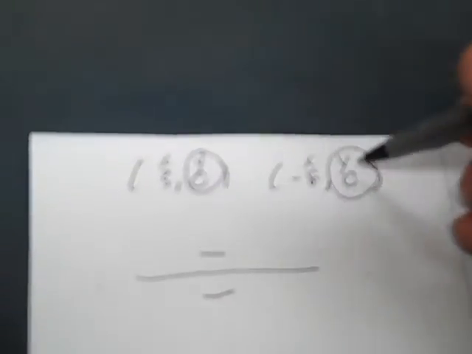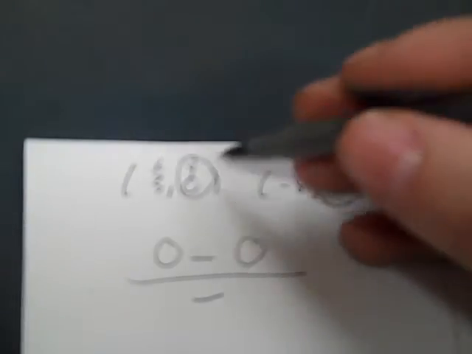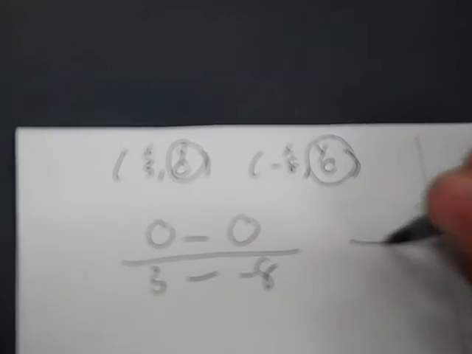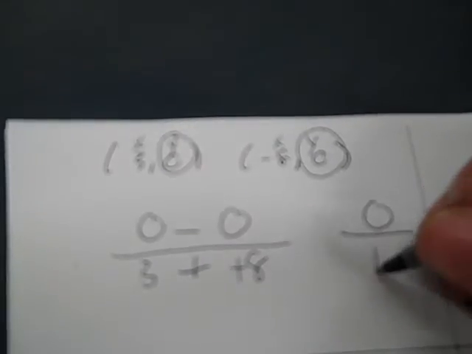Okay, 3, 0, and negative 8, 0. So remember, the y's have to be on top together. So the y from one point has to go with the y from another point. And the x from one point has to go with the x from the other point. So 0 minus 0 is 0. Minus negative, make that plus plus. Now that's 11. And then I go 0 divided by 11, and that's 0. So the slope is 0. That is my answer.